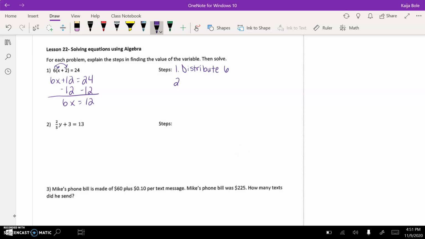So step 2, subtract 12 on both sides. That's important. Okay, and then I have this 6x, so I would divide by 6 on both sides. So I would get x equals 2 as my answer. So my last step, divide by 6 on both sides.